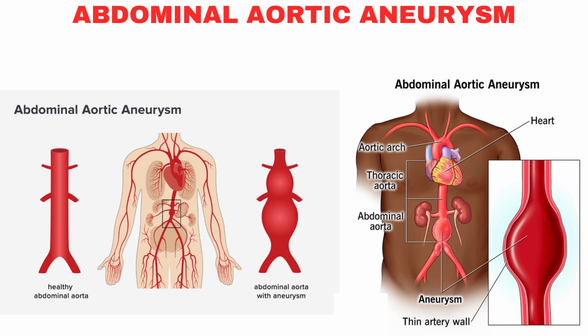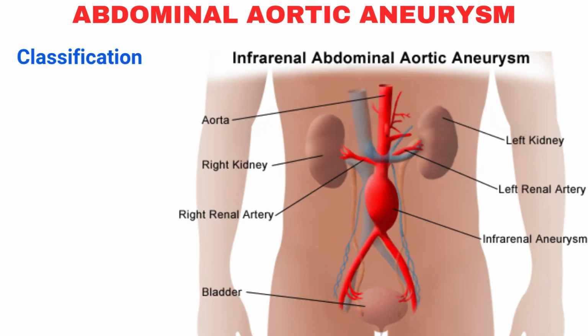The most common cause of abdominal aortic aneurysm is also atherosclerosis. Most of these aneurysms occur below the renal arteries, that is called infrarenal aneurysms. If it is untreated, the eventual outcome may be rupture and death.